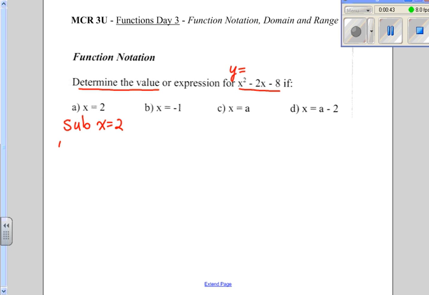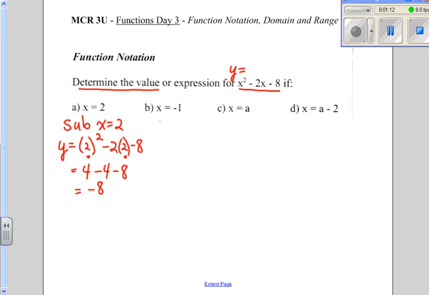So to find the value, I'm going to call it y. I'm going to put a 2 wherever I have an x in the original expression. So I put a 2 there. I like brackets a lot. And I put a 2 there. So I substituted the value in for x, and then I solve. I have 4 minus 4 minus 8. My answer is negative 8. So I have found the value of the expression when x equals 2.